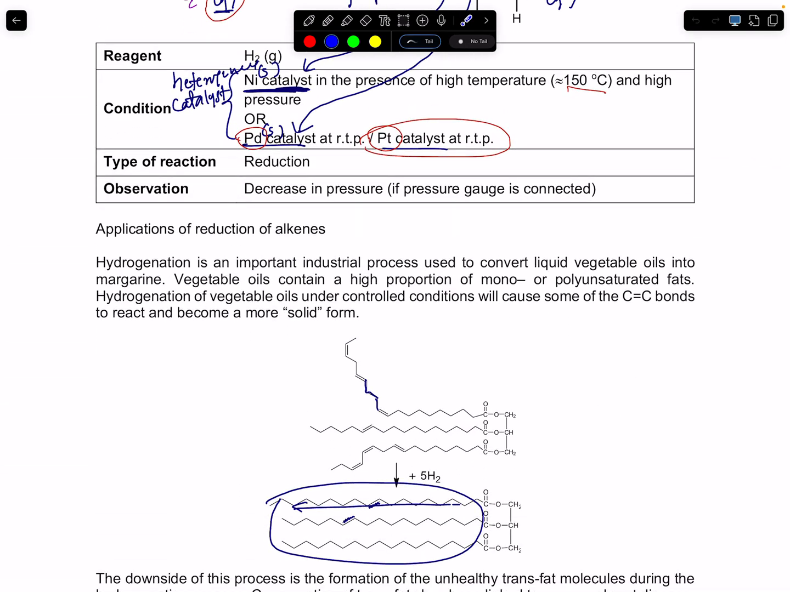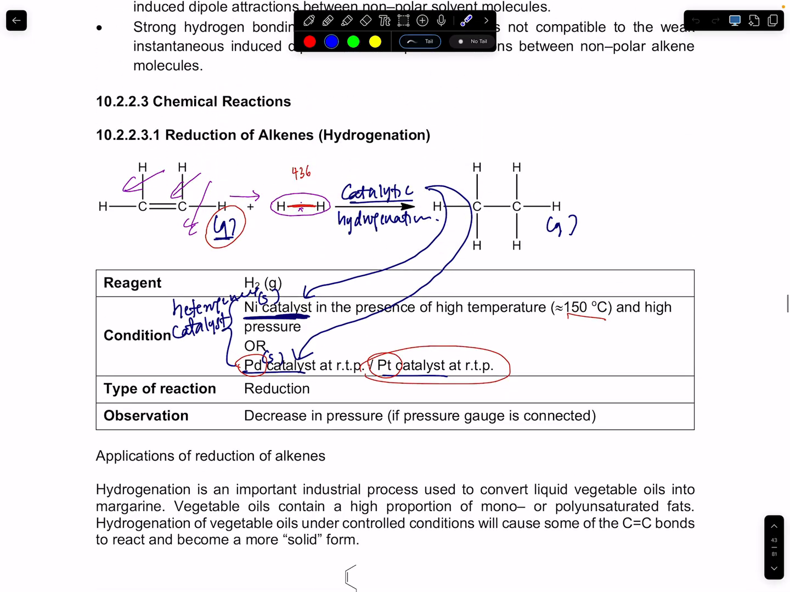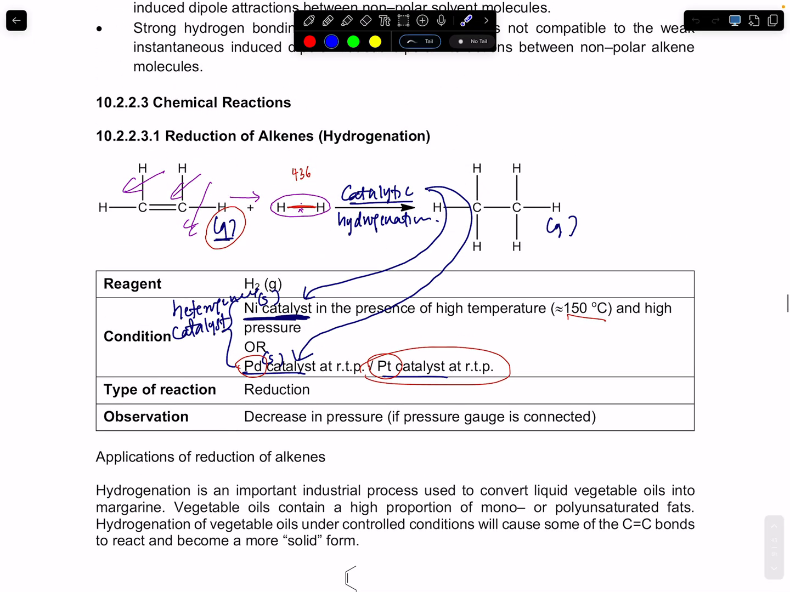So that's why, guys, we cannot call it electrophilic addition. Hey, excuse me. You all must know this. We cannot call this electrophilic addition of hydrogen. Okay, this is called reduction, or what we call catalytic hydrogenation.